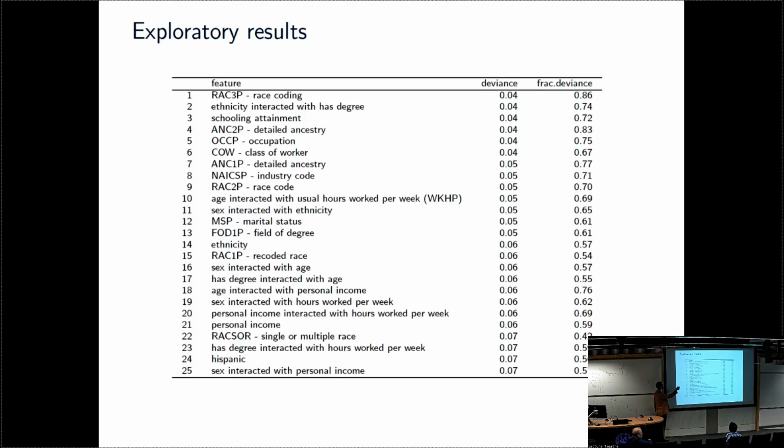So just looking at the racial coding in the census, the fraction of deviance explained as compared to a null model is 86% from that race coding. And so race has white, black, Asian. It does not have Hispanic. That's counted as an ethnicity in the US Census. So that explains a lot of the variation. That's just by itself, an exploratory analysis.